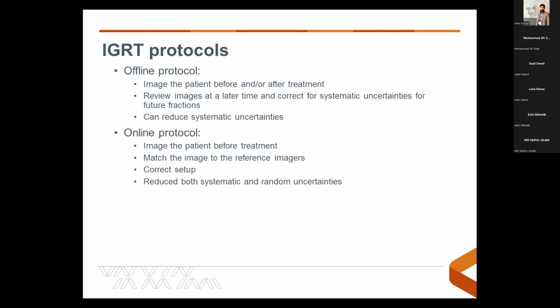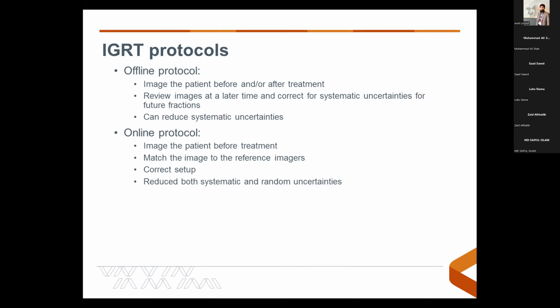So the two different protocols of IGRT. Offline protocol, I don't see this used much anymore. So basically, we don't use it in our department at all. You image the patient before and or after treatment, you review the image at a later date, and then you correct for systematic uncertainties for future fractions or for a patient group, so multiple patients. And this can be used to reduce systematic uncertainties.